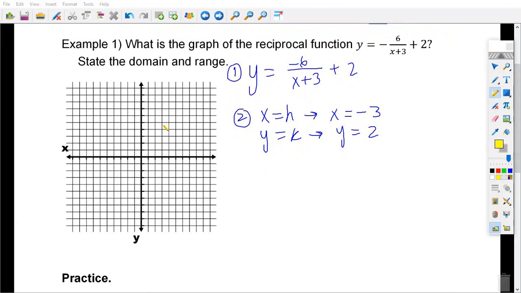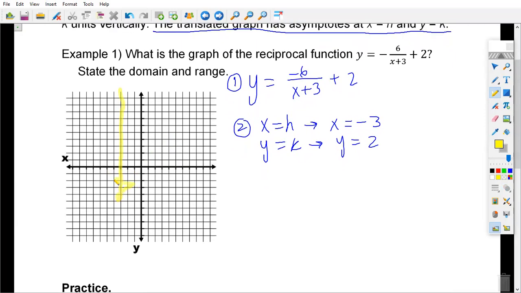Okay, so x equals -3. I'm going to go 1, 2, 3. Uh-oh, my pen is being weird. I'm trying not to cheat and use the line tool. And then y equals 2, so I'm going to go here.